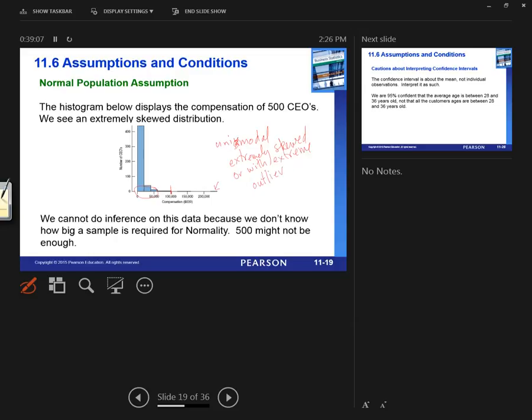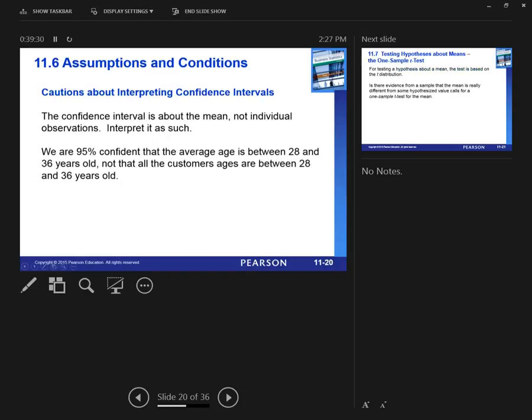In either case, this isn't even good enough, even though this has 500. We don't do analysis on extremely skewed stuff because we are not sure if 500 is big enough. It sounds like a big sample, but we might need more than that for this to be normally distributed. So we don't do analysis on skewed data in this class. Okay, I already talked about that.